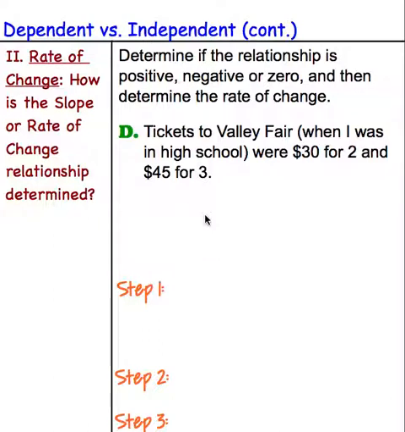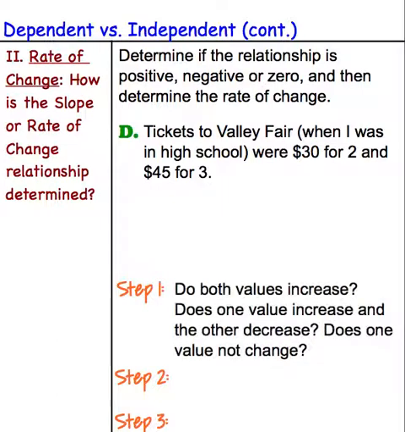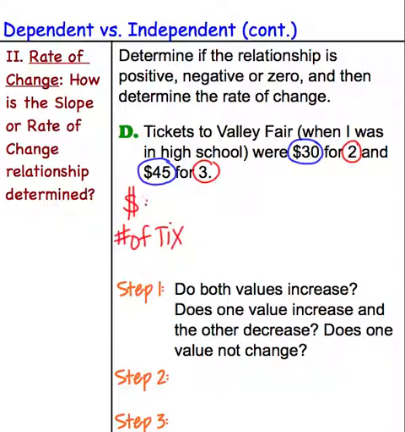So what I want to look at here is first let's take step 1, and step 1 is going to be: do both values increase? Does one value increase and the other decrease, or does one value not change? And when I look here, I see that I have cost, and while it doesn't have a label, these are the number of tickets. So I'm going to put cost and number of tickets, or ticks, since you're using it.